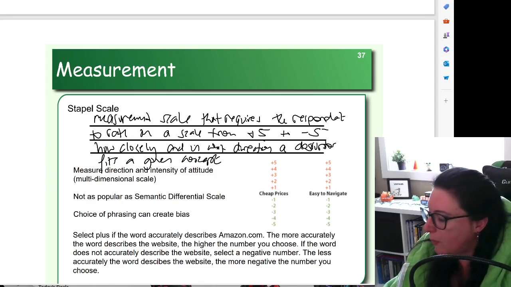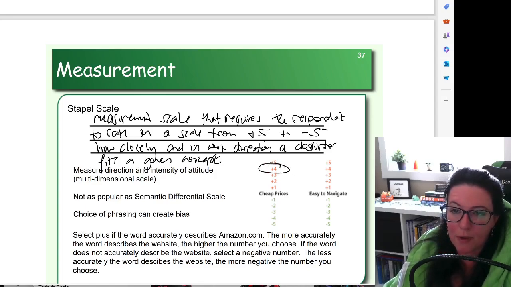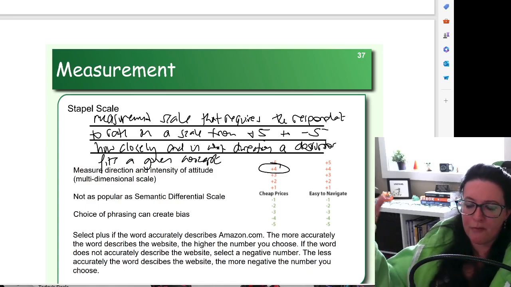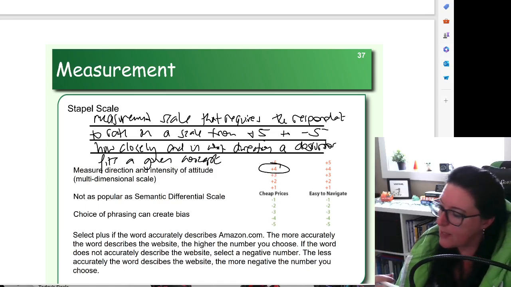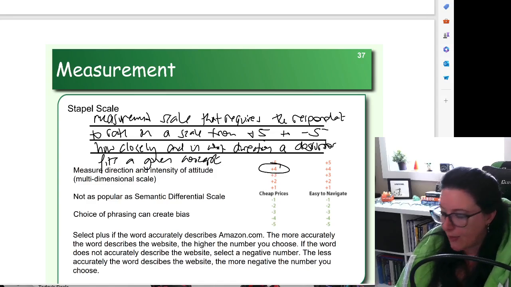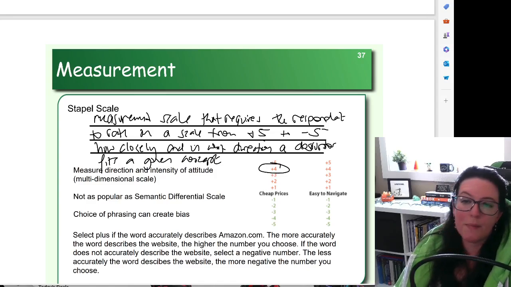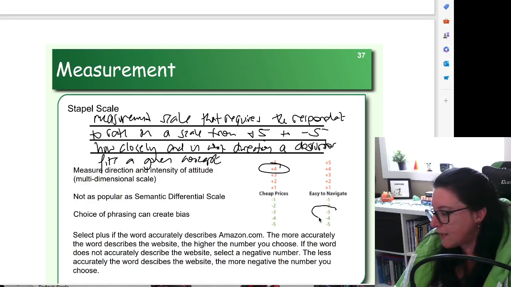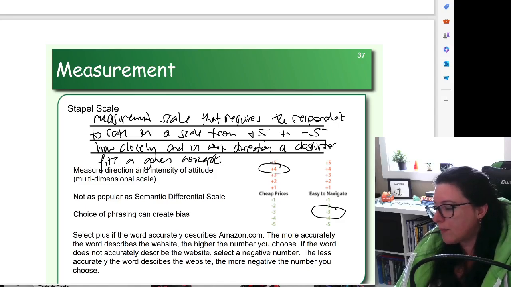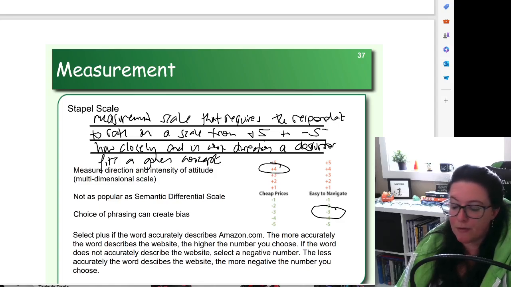All right, so for example, we could say cheap prices. So if you thought that that described the product, you would pick a +, and you could go from 1 to 5. So this creates essentially a 10-point scale where we can go into the positive direction and in the negative direction. Is your website easy to navigate? If it's not easy to navigate, we pick a negative number. How negative determines how strong we feel in terms of lack of easy to navigate.